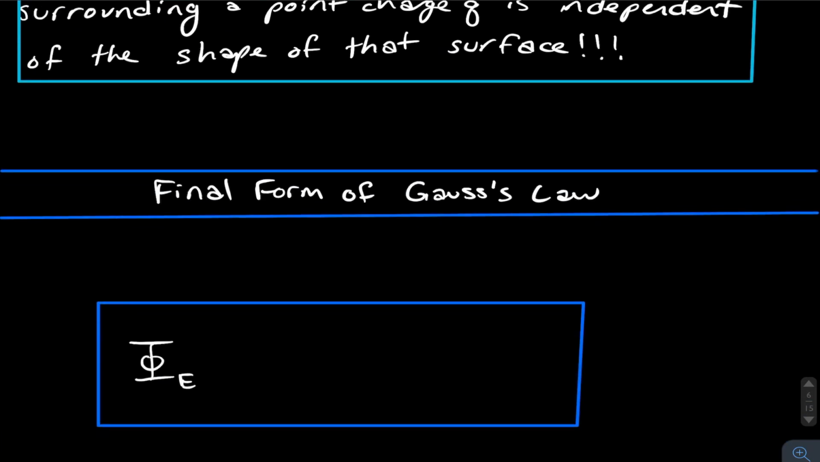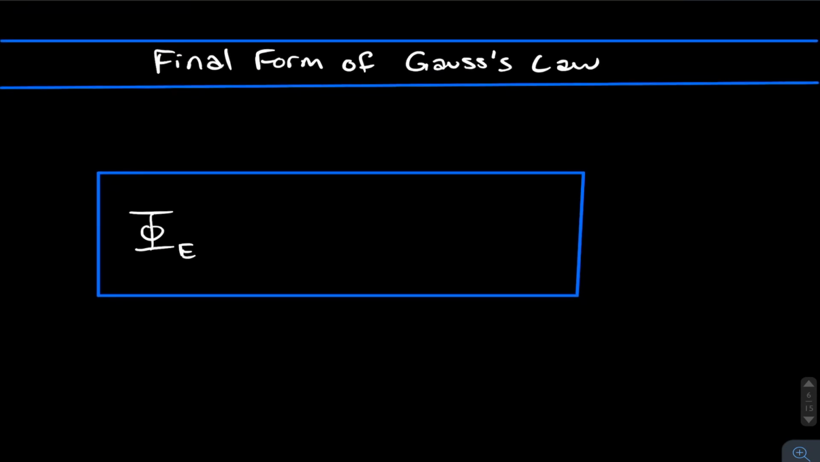So now on to the final form of Gauss's law. The final form of Gauss's law is that the electric flux is equal to the closed integral of E dot dA. That's the first thing that we talked about and proved. And we know now that this is equal to the charge enclosed over epsilon naught.